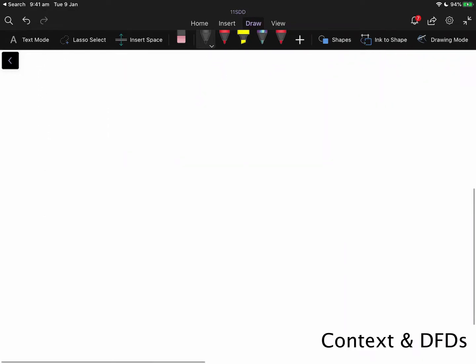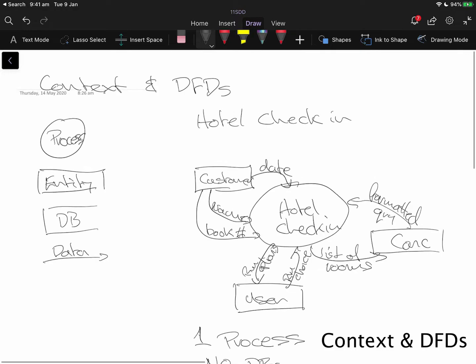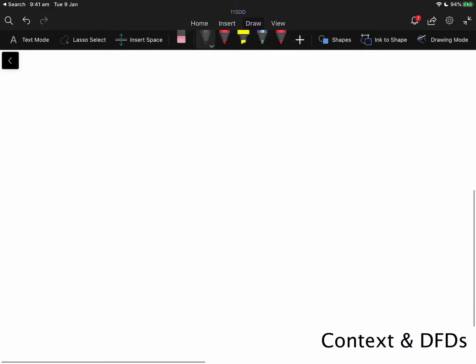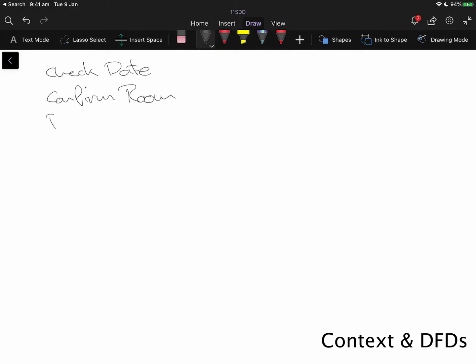So how does this relate to a data flow diagram or a level 1 DFD? Well, we start breaking up these processes. If we have a look at the hotel check-in, there's a lot going on there. You can think about it in terms of, well, we've got check date would be a process. We would have confirm room. We would have display options.